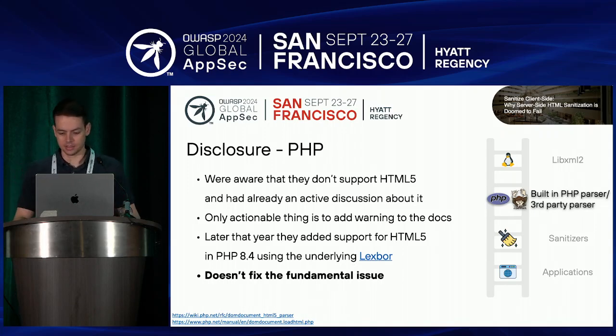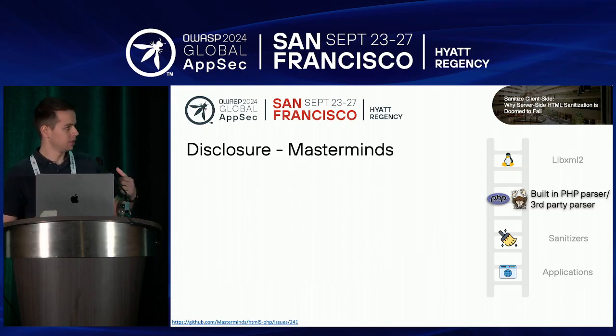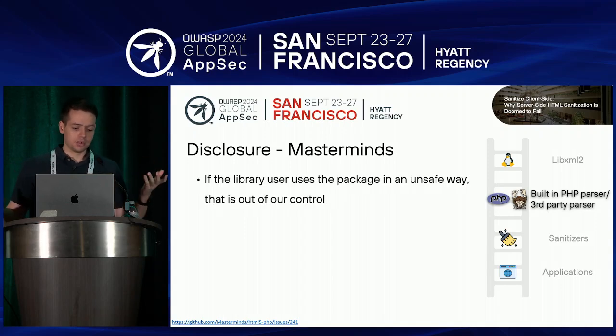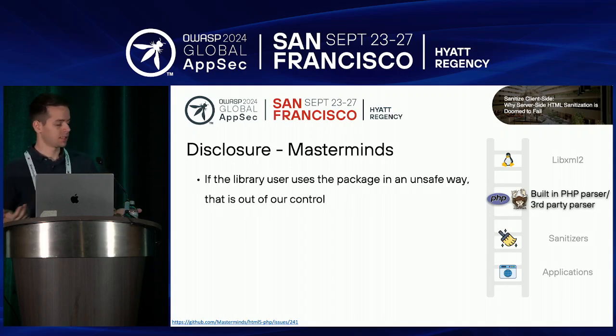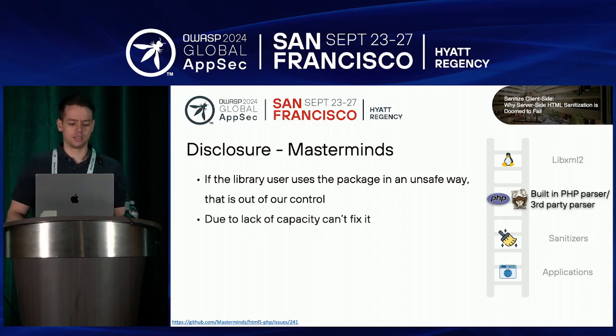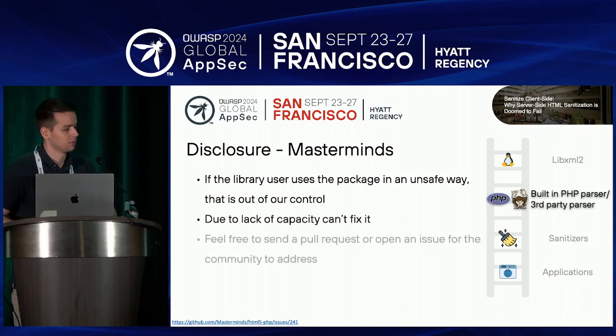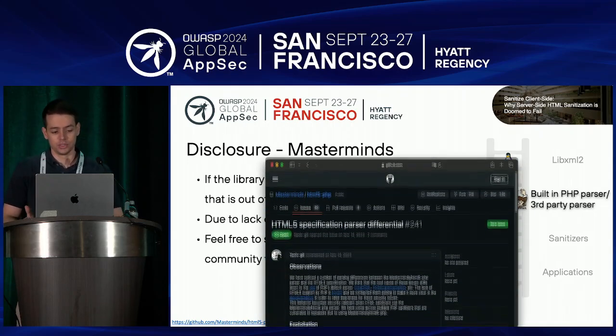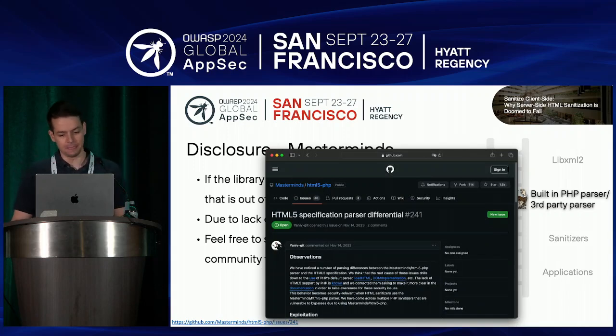And to emphasize that, I will also give you another example. This one was a third-party library that parses HTML, that claimed to parse HTML5, that was also used afterwards to sanitize data. And they had some differentials. So we reported the differentials to them. They said, well, if other users use our package in a non-safe way, it's not in their control. And because of that and lack of capacity, they will not fix it. They suggested that we can just create an issue or a pull request for the community to address it. That's what we did. Still open to this date.